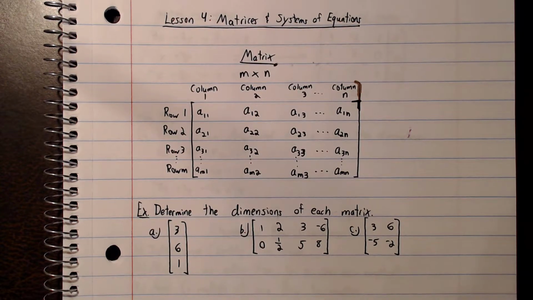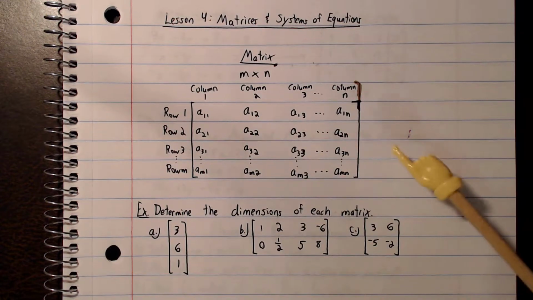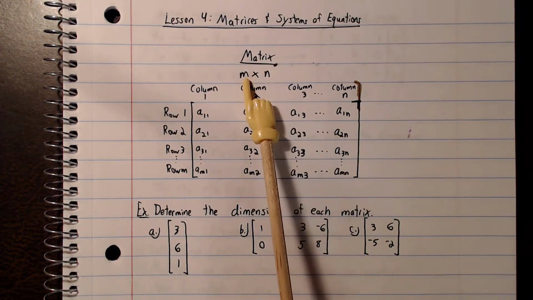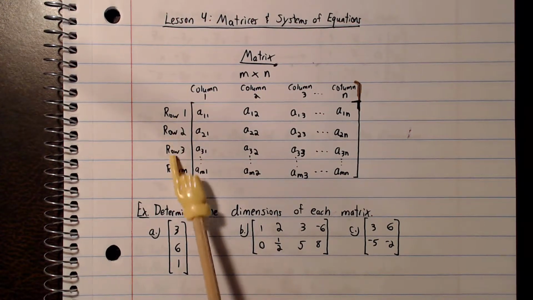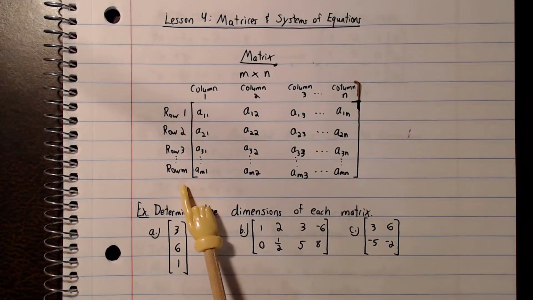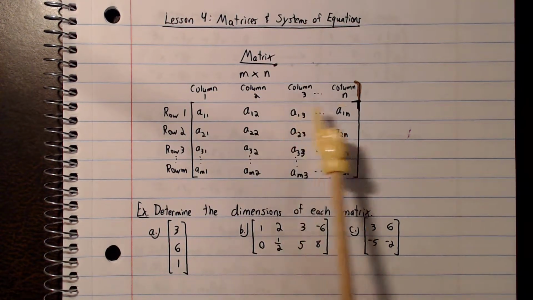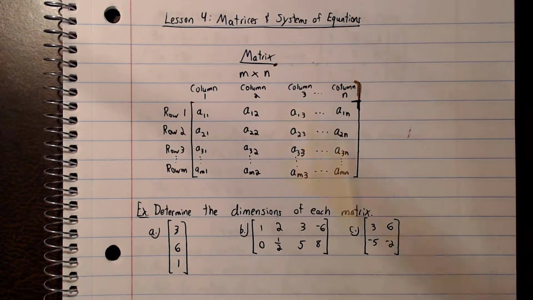Let's talk about what a matrix is. A matrix is kind of like a table of values, and it's going to have dimensions based on how tall and how long it is. Depending on how many rows, or how tall it is, would be our M value, and however many columns, or how wide it is, would be our N value. Those are the dimensions.